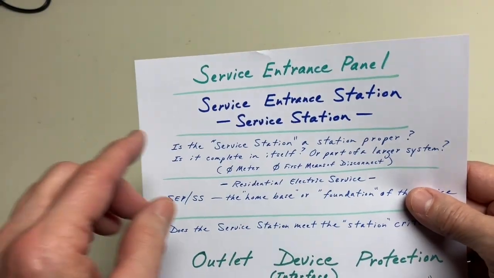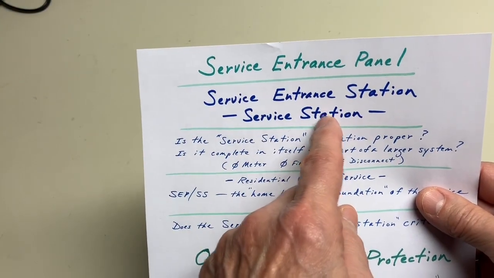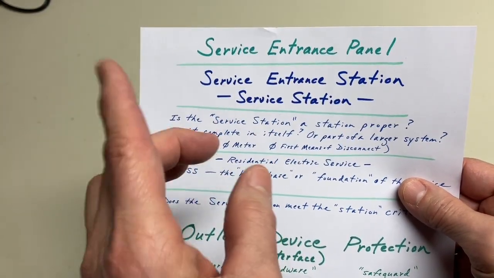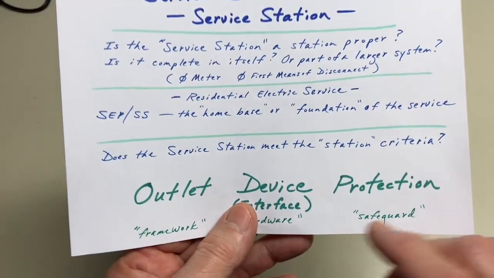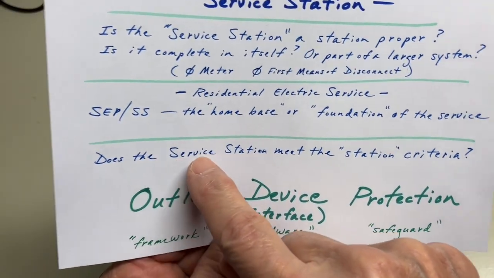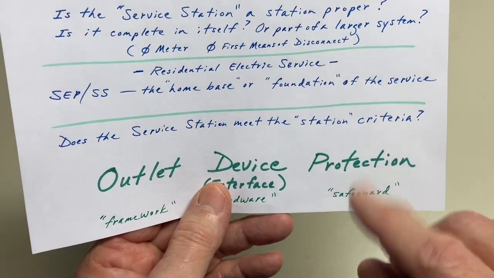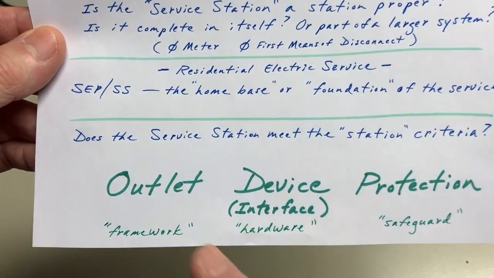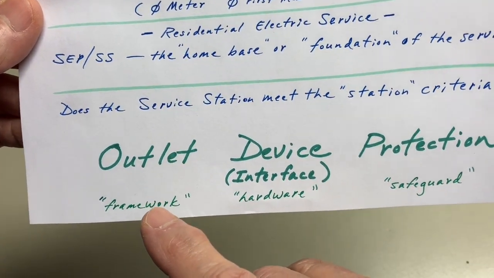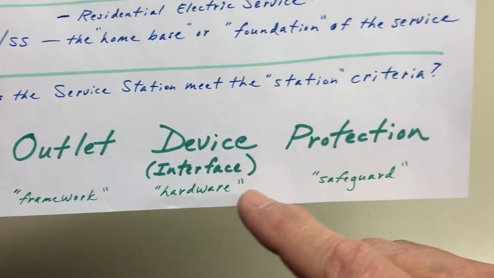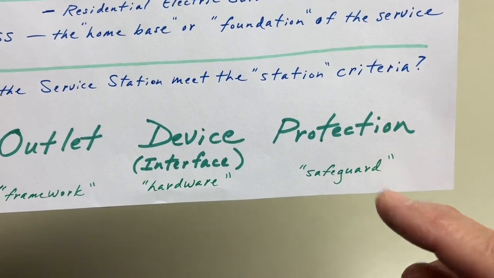So we looked at the big picture, and we saw that the service station, as I call it, you would call it service entrance panel, could conceivably and nicely fit into my system. But we ask another question. Does that service station meet the station criteria that I outlined in my previous videos? In other words, do we have an outlet, the framework aspect? Do we have a device or interface, which would be the hardware aspect? And do we have protection? The safeguard aspect.